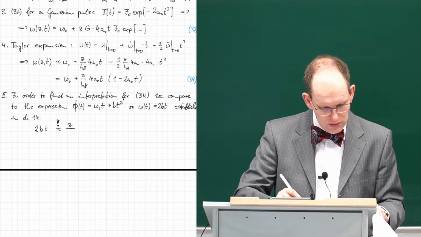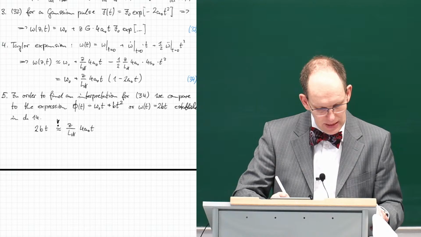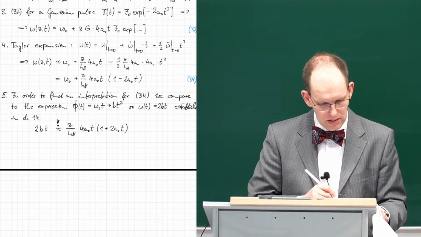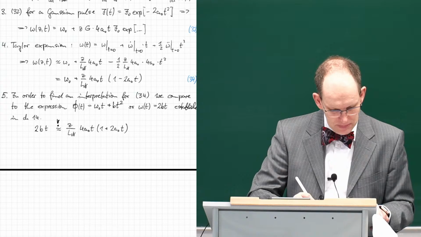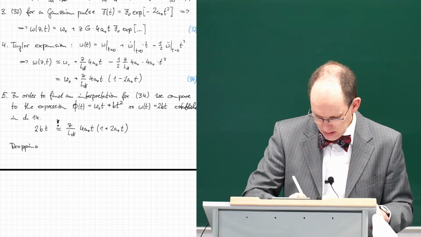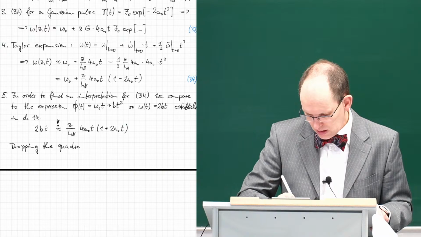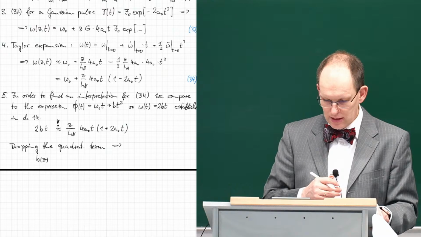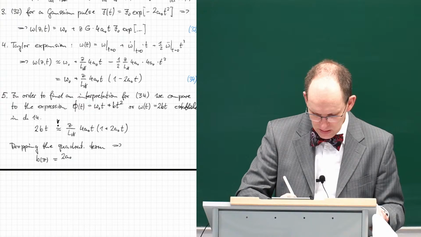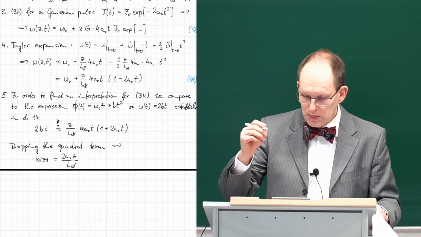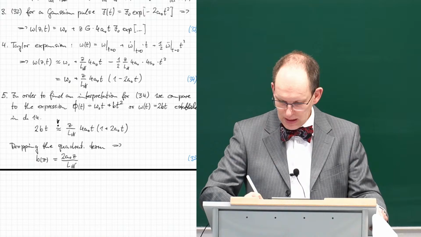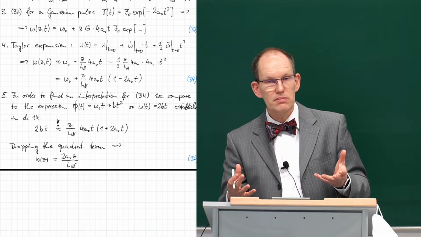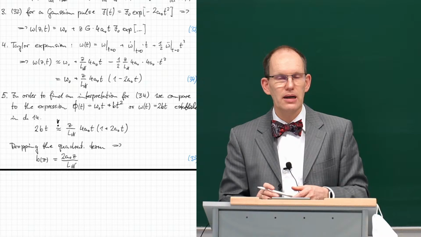So we have 4 times a naught times t, 1 plus 2 times a naught times t. Right? And if we drop the quadratic term, then we get the b, but now as a function of z, because the right-hand side depends on z, that this is equal to 2 times a naught times z divided by the nonlinear length. Yeah, so what we see here is now a very interesting thing, namely that the dispersion parameter b increases linearly as you propagate through, say, the glass fiber.